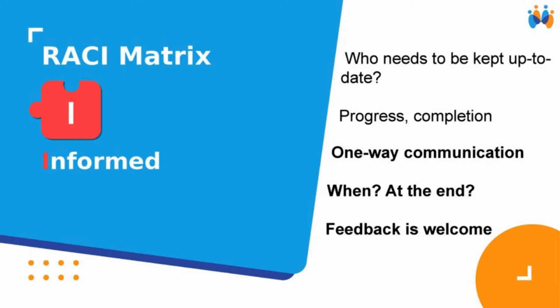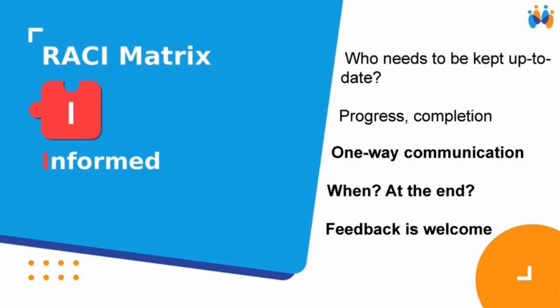You have to discuss when developing a RACI matrix when that informed message will be sent. Is that through the work, every step? Are there milestones that we want to inform the informed people about? Or is it only at the end when the task is completed? So it is also important to discuss how the inform is going to work.